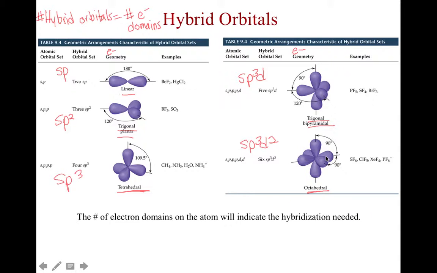So the number of electron domains on the atom will indicate the hybridization needed. So for example, if we have this molecule where we have a double bond between the 2 carbons, and each carbon has a hydrogen off of it. So I'm going to just draw this out here so it's a little bit easier to see the molecule.